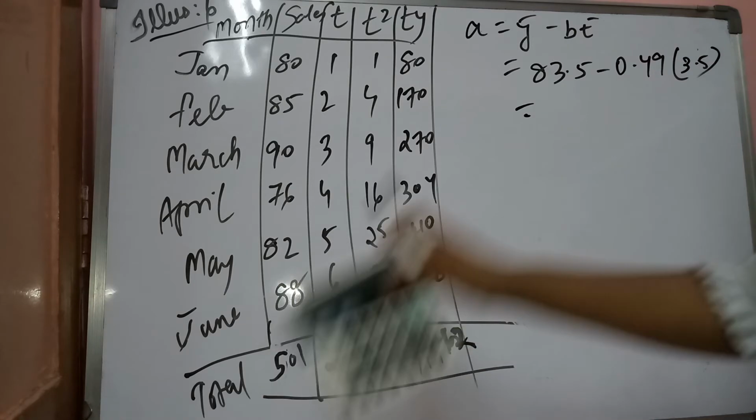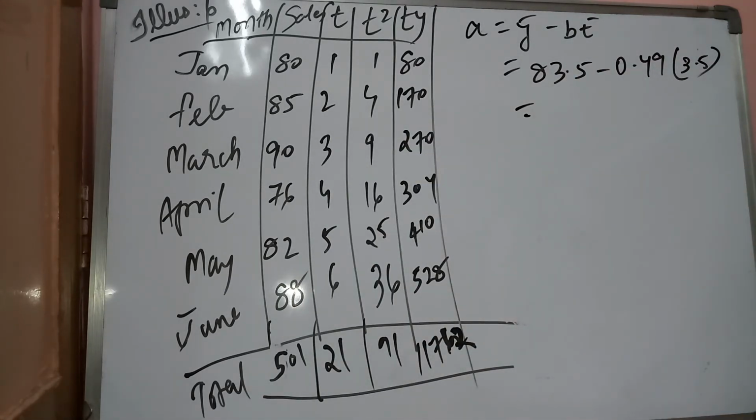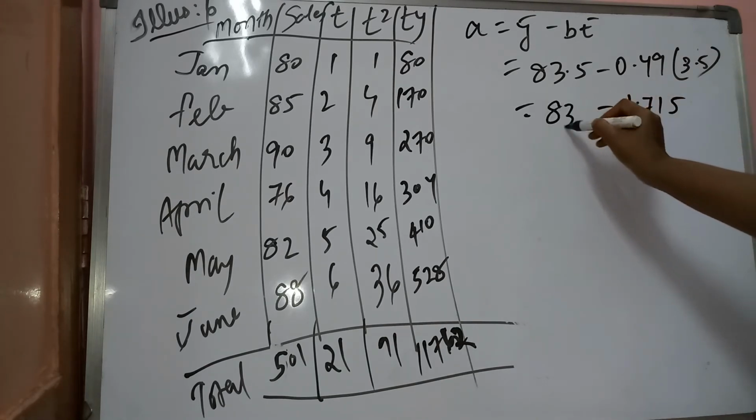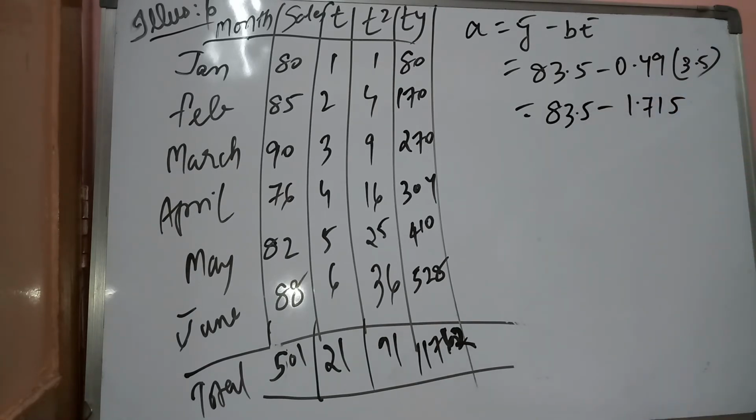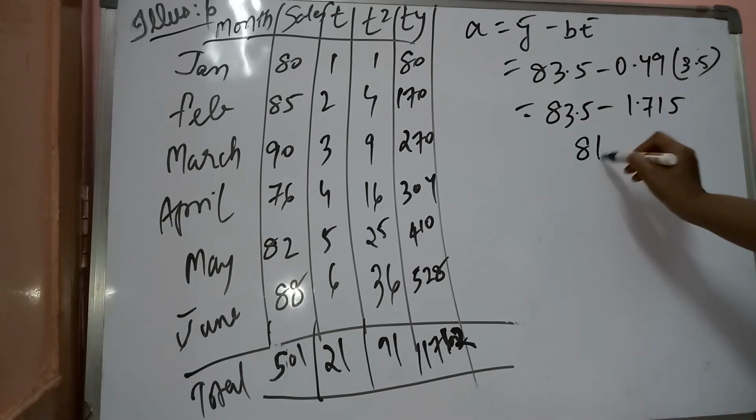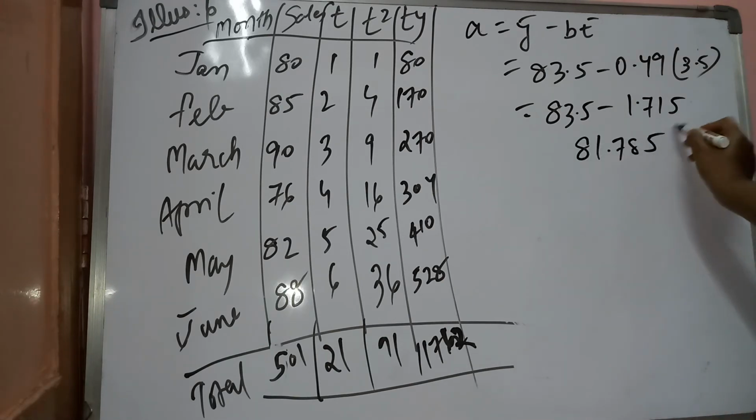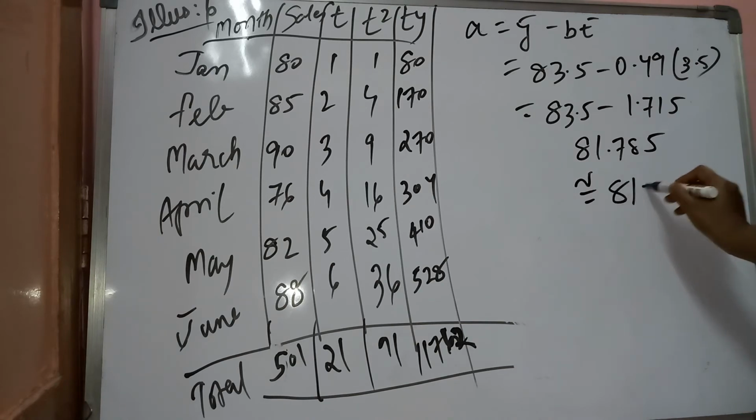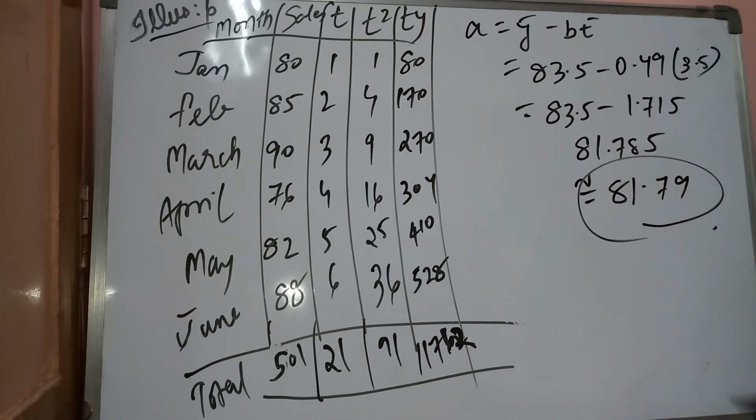So multiply it, take your calculator. 0.49 multiplied by 3.5 is 1.715. Then deduct it from 83.5. So the answer is 81.785. Take out the round figure like this. Clear with this? Then you have to find the equation for the trend.